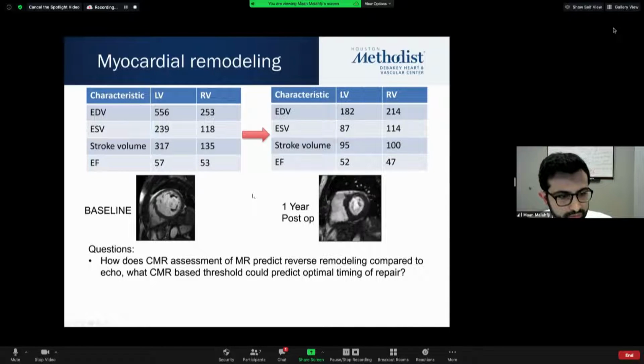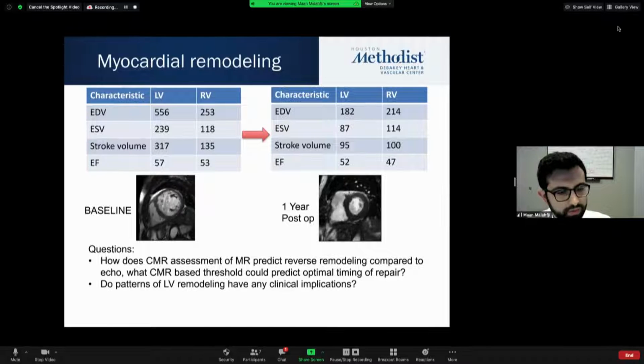Some questions that I've been thinking about, and I'd love to hear your opinions. Does MRI assessment of regurgitant volume and regurgitation parameters predict reverse remodeling differently than echo does? There's already been some data, but I think we need a lot more investigation to look into this. What MRI thresholds can you use to try to achieve perfect reverse remodeling, if that's a term that I could use?